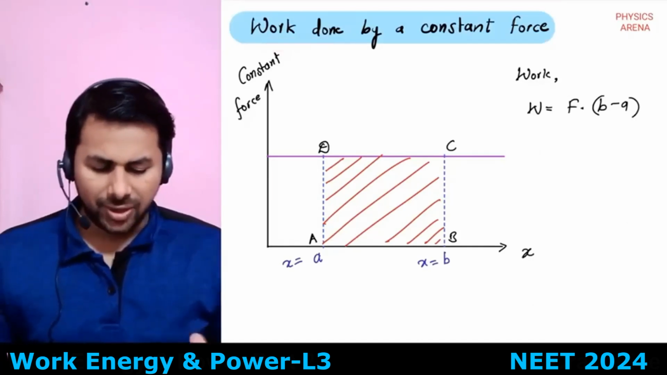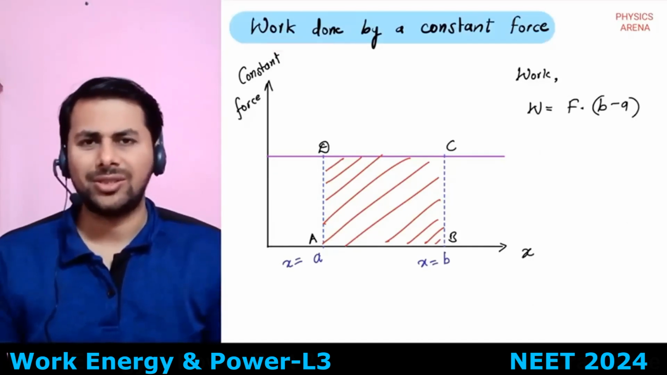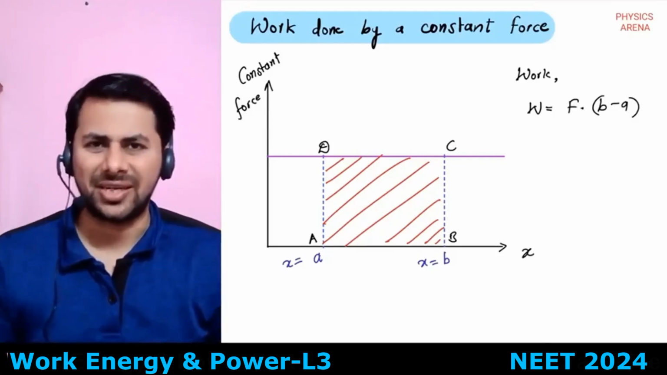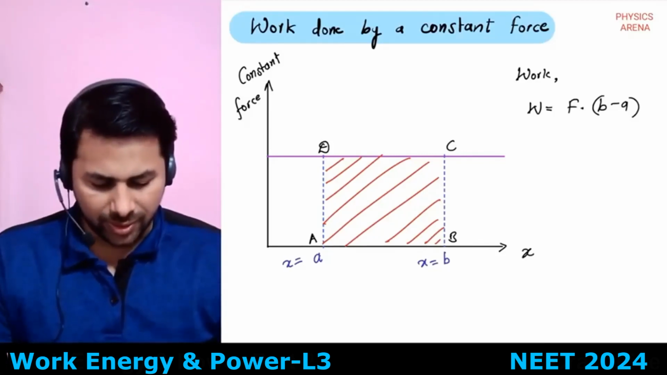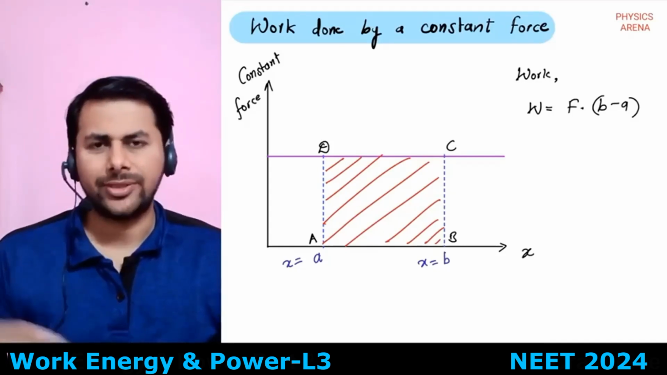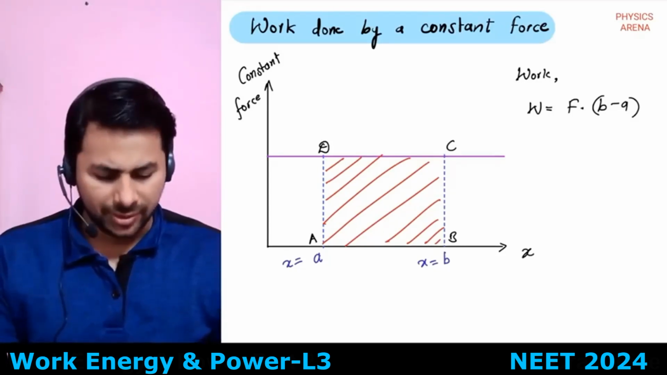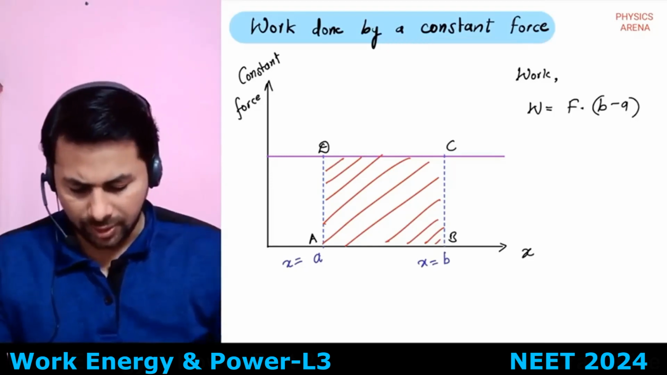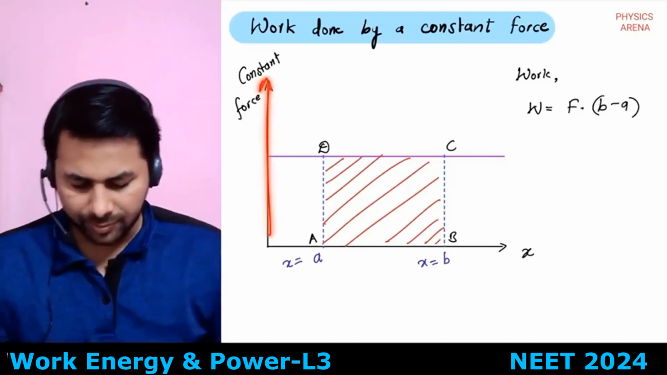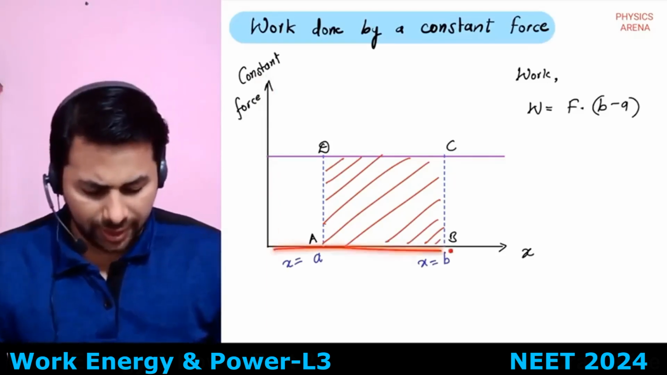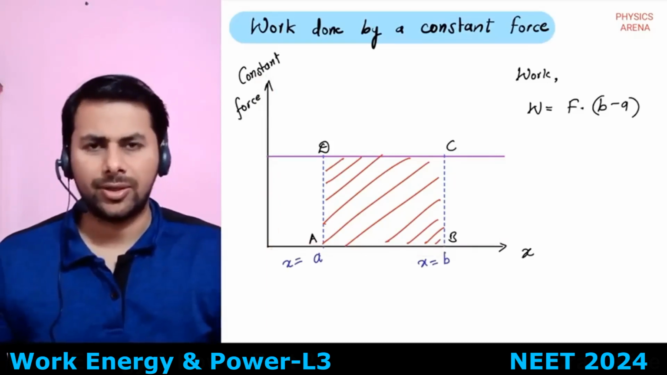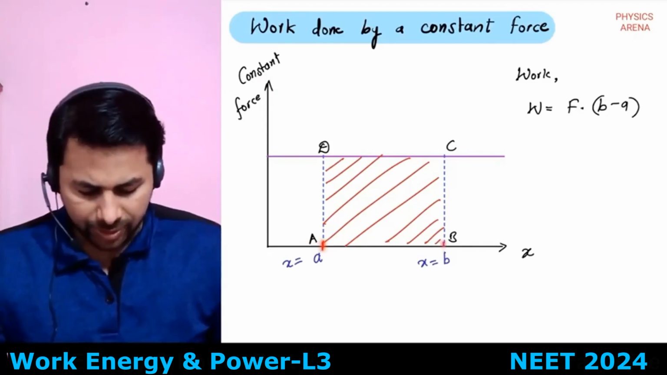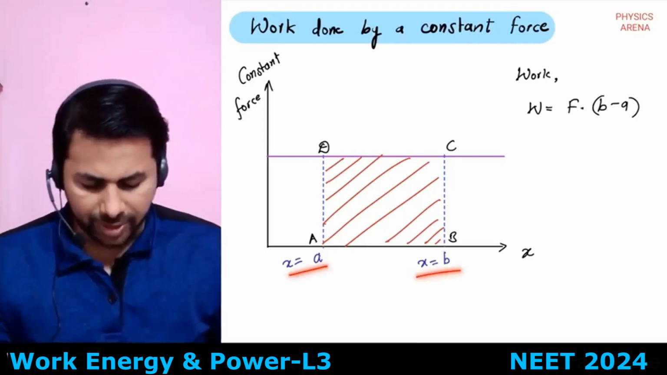So let's see work done by a constant force. Now we have been studying this since the very beginning, we can say from 7th, 8th, 9th, etc. So we know that work is equal to what? Force times displacement. Okay. So if you have a constant force, now if I plot it on the vertical axis and the position on the horizontal axis, this will be change in position, let's suppose from point A to point B.